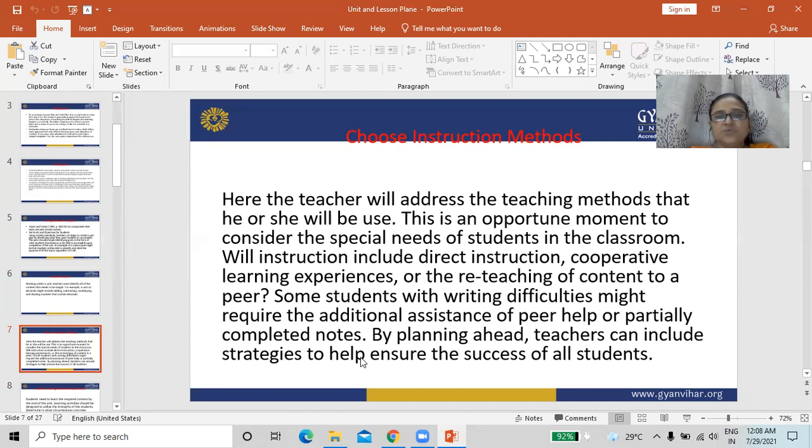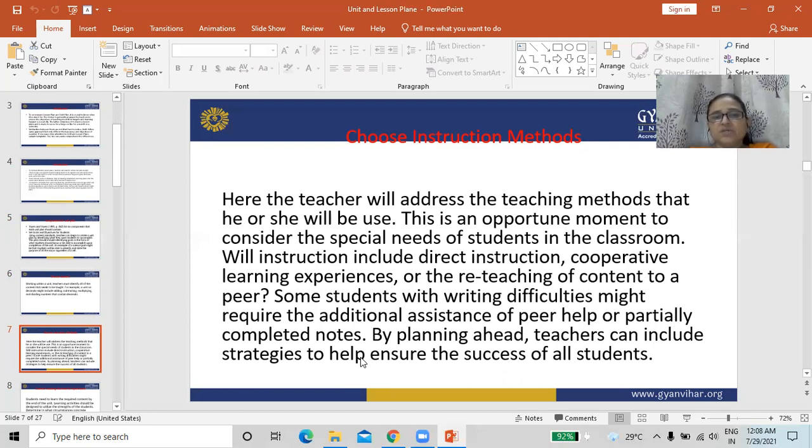Third step, choose instructional method. Here, the teacher will address the teaching method that he or she will use. This is an opportunity to consider the special need of student in the classroom.